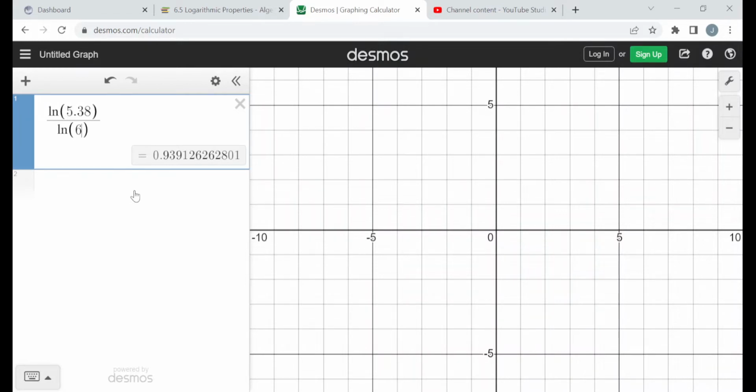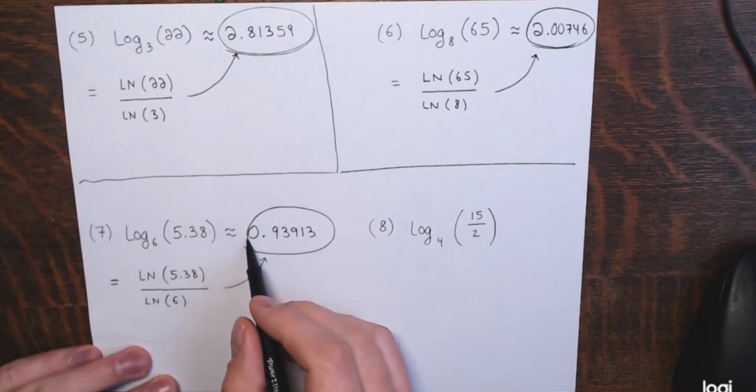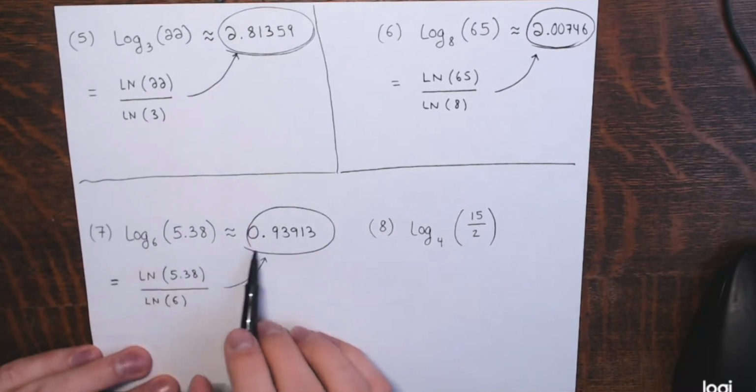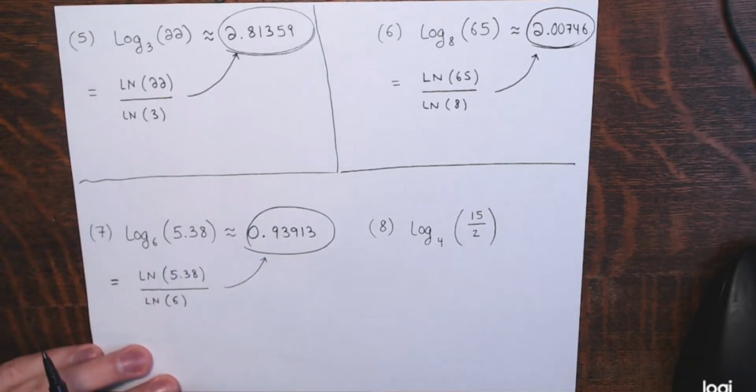0.93913 if I round to the nearest 100,000th. 0.93913, which I've written down here. Pardon me. And once again, you want to test it out. Take 6 to this power and see if it's close to 5.38, and it should be.